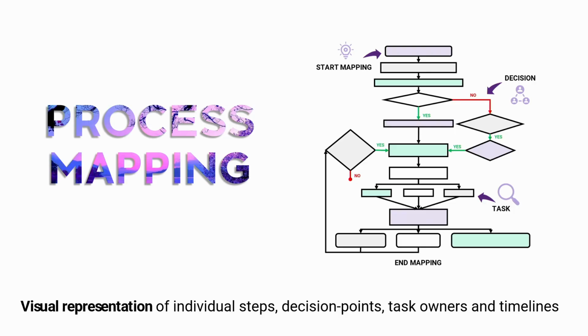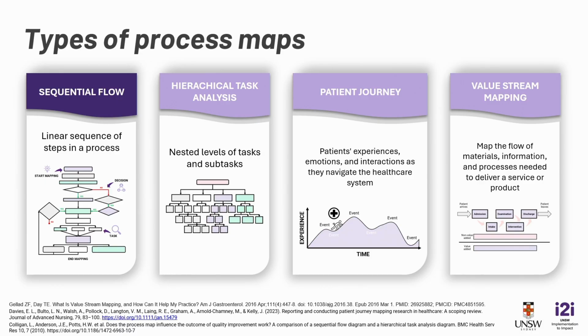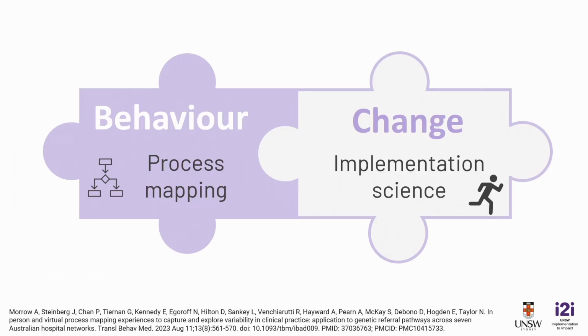So process mapping is a visual representation of the individual steps, decision points, task owners, and timelines. And everybody's probably been involved in some way, shape, or form in doing a process map as part of their research work or healthcare professional work. There are lots of different types, so you can have sequential flow maps like linear sequences and steps in a process, hierarchical task analysis where you have nested levels of tasks and subtasks, patient journeys, their experiences, emotions, interactions as they navigate the system, and value stream mapping in terms of the flow of materials, information, and processes needed to deliver a service or product.